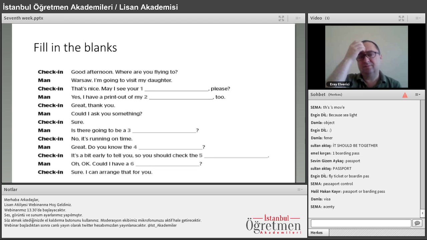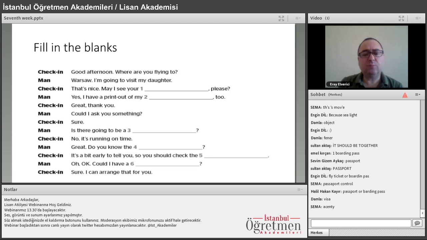Normally, I said we can have more than one answer, but here there's only one answer. Actually, we can have two, but one is better than the rest of them. Okay, this is the check-in part. So normally we go to this check-in to get our, let's say, boarding cards.